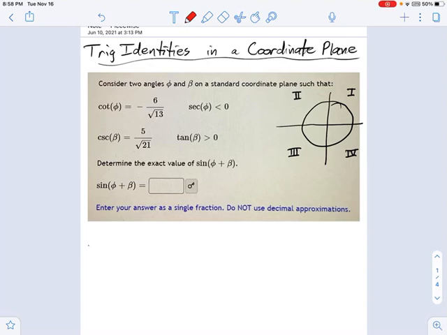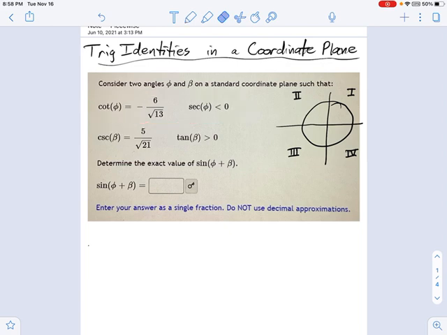Take a look at this problem. We're told that we have two angles, phi and beta, on a standard coordinate plane, such that we have the cotangent value here, but we're not told what quadrant it's in. We're given a clue about the quadrant. So how are we going to figure this out?